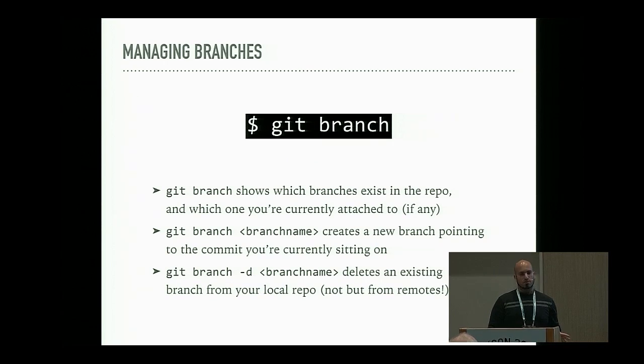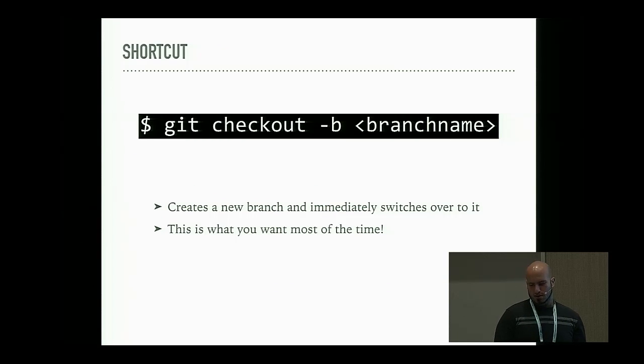So git branch is the command that you use to create, modify, and delete branches. Well, actually create and delete branches, not so much modify them. And here's a shortcut. You can also do git checkout -b and provide a branch name to create a new branch and immediately switch over to it. Create a branch and activate it. Most of the time, you're going to end up using this shortcut. That's what I use all the time.